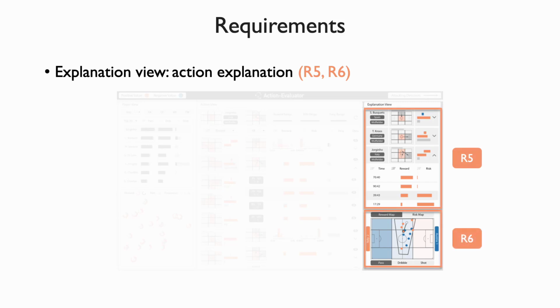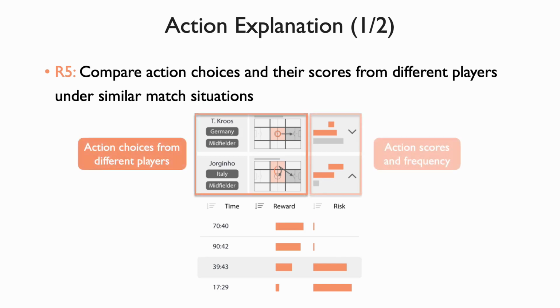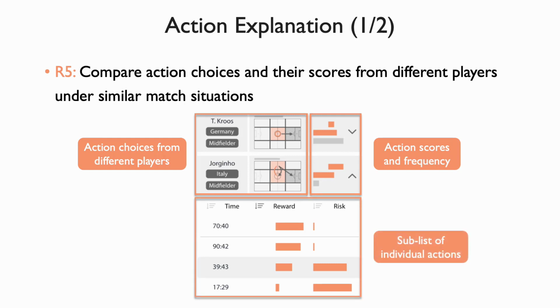and a goal speech to display individual actions and the results of alternative actions. The record list records the selected actions to compare action choices from different players. Each row in the list consists of the action choice diagram, the average reward and risk scores, and the frequency of the actions. A certain row can be unfolded to a sublist to represent individual action contained in this row.